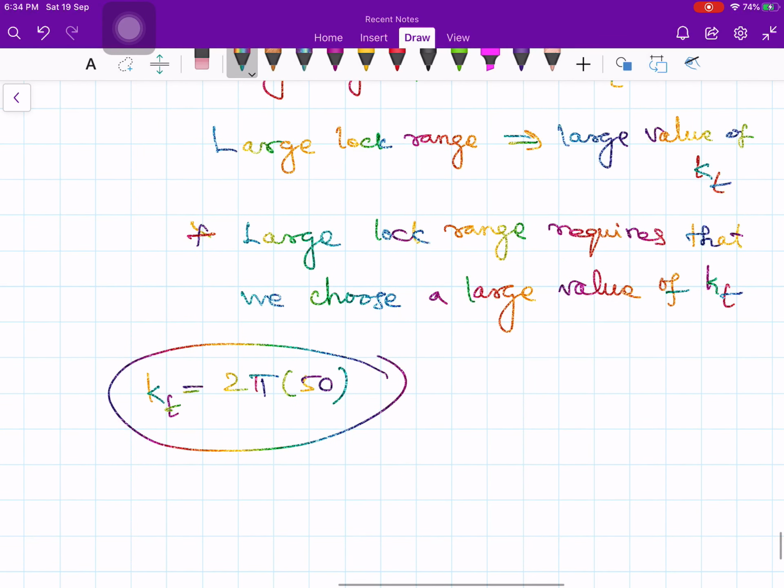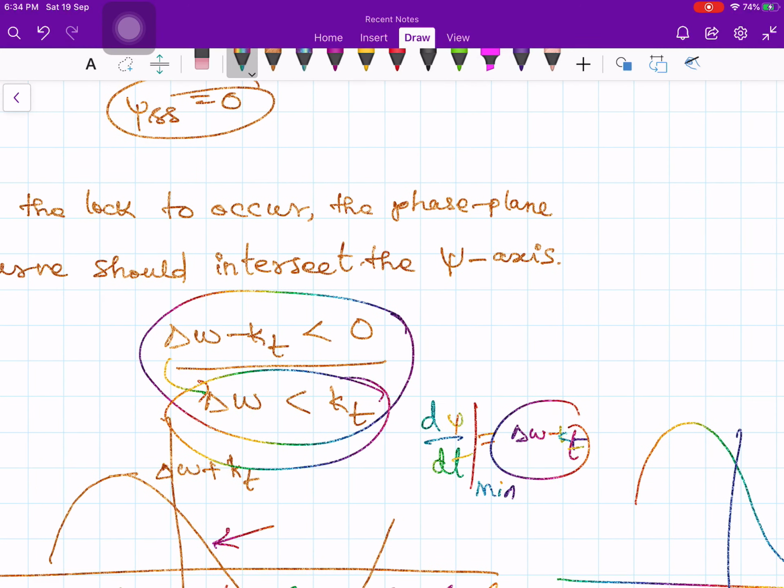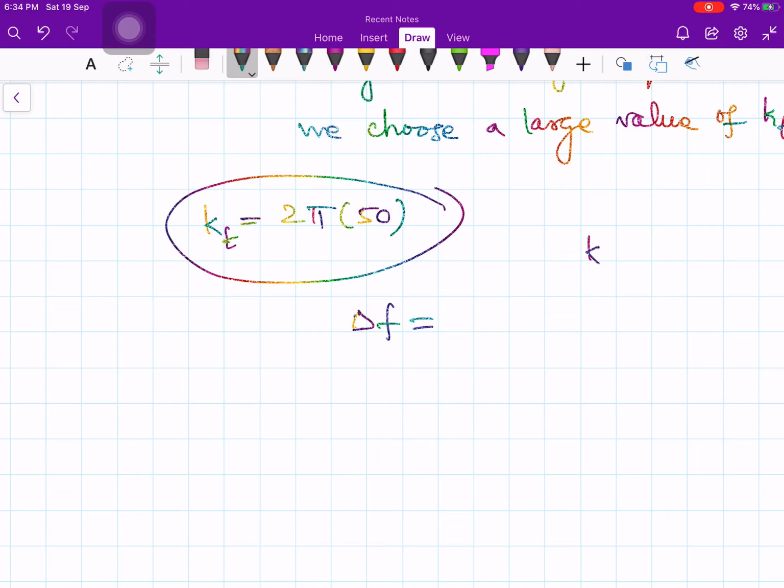Okay, so let me now plot the phase plane plots for different sets of delta omega. Delta omega minus kt is less than 0 to cross the x axis, I mean psi axis. Actually my kt is delta omega, so that I can write as 2 pi times delta f, right? So let's say delta f is equal to 55 hertz. Let me start with 55 hertz. Then let us see what will happen.